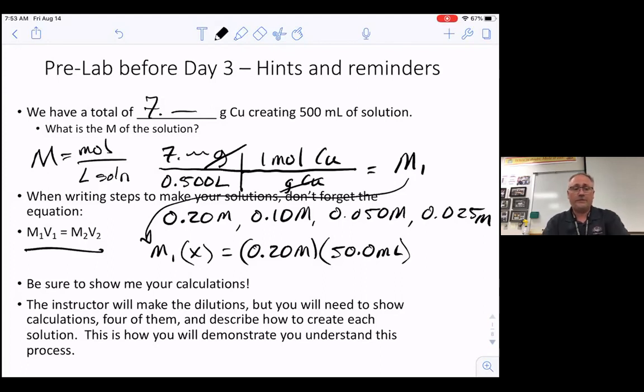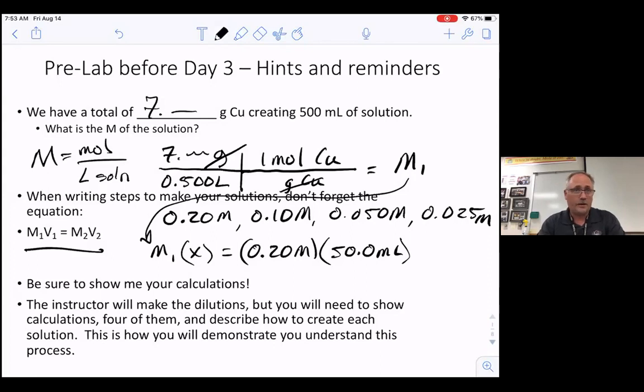Now, down there on the bottom, it says make sure you show me your calculations for each one of those solutions. I want to see a 0.2 molar calculation, a 0.1, a 0.05, and a 0.025. And then you need to write down how you're going to do that. What glassware are you going to use? You're going to magically have a 50 milliliter volumetric.